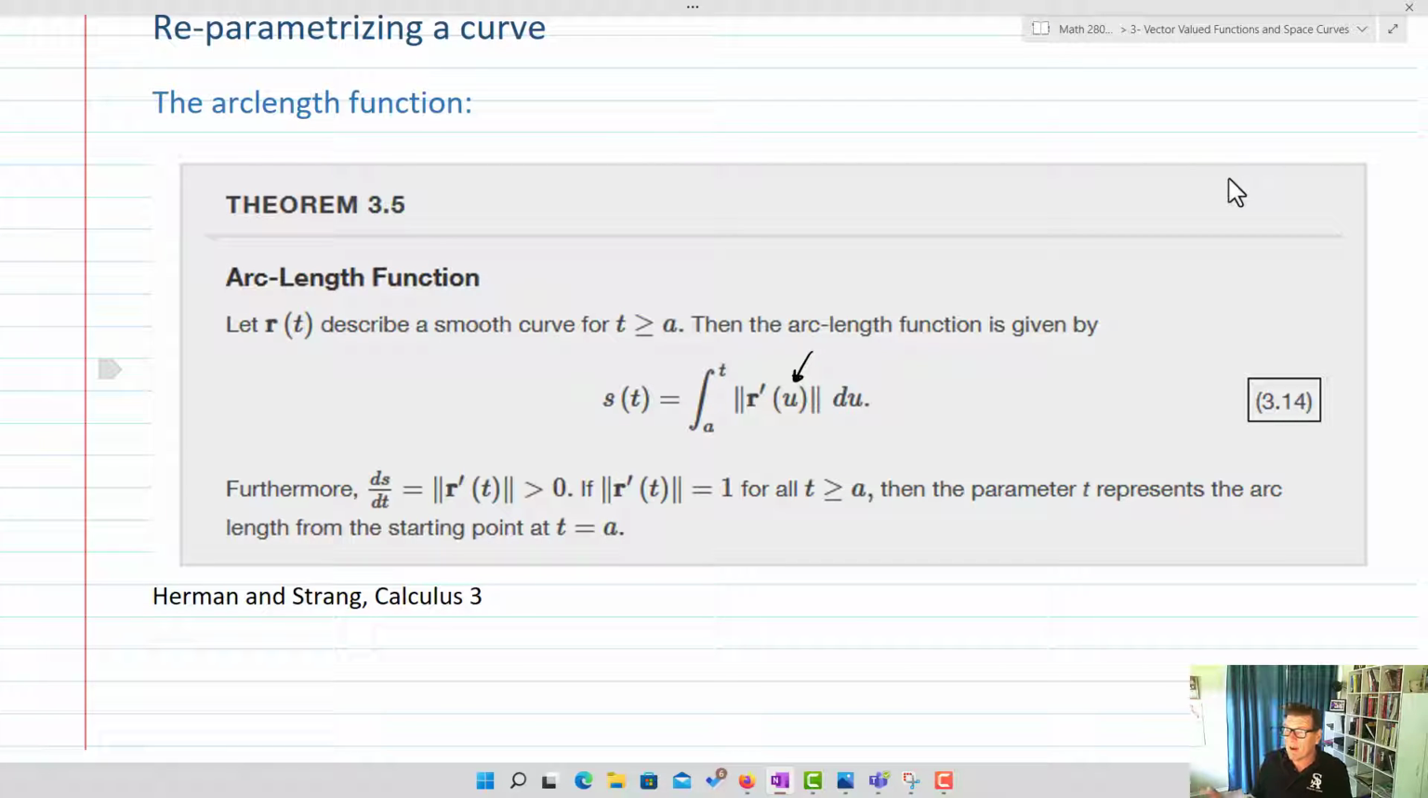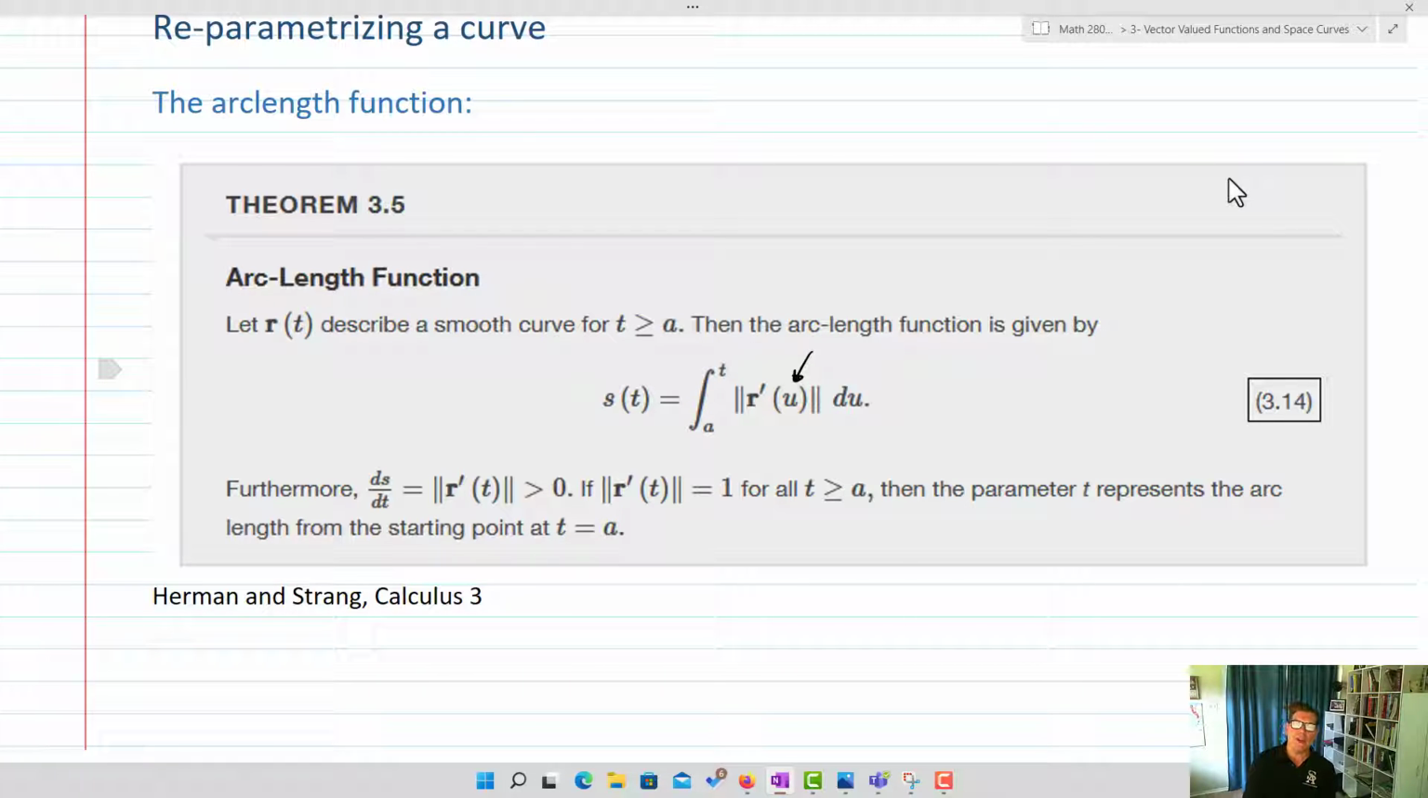That makes sense, right? The difference is that we're actually going to be getting a function out of this, and not a value, which is what the arc length was, where it was some kind of scalar value. Now, the other thing that we have is that ds/dt, the derivative of the arc length function, is going to be equal to the magnitude of r prime of t, and it'll be greater than 0. So it's going to be positive.